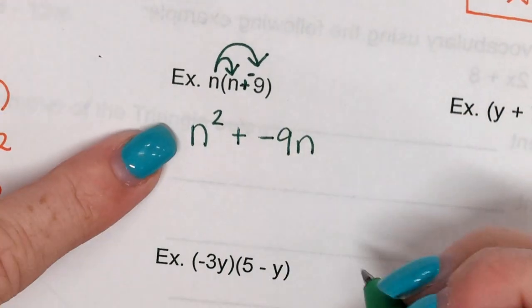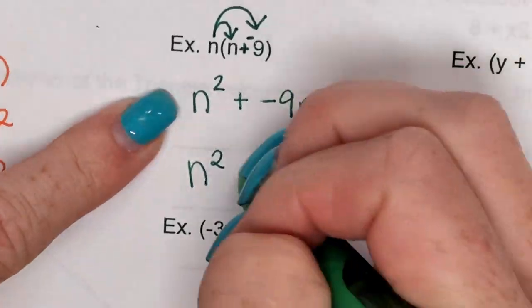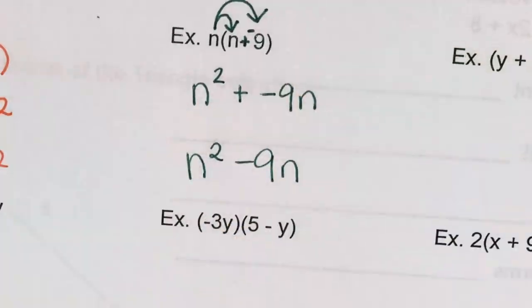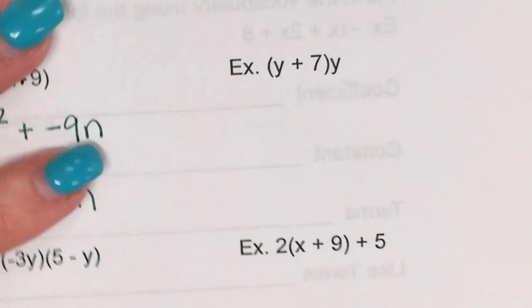Give me another way I could have written this. N squared minus 9n. Are those the same answer? Yes.